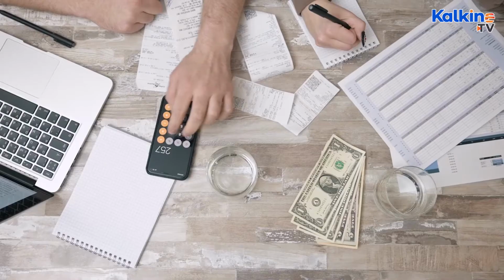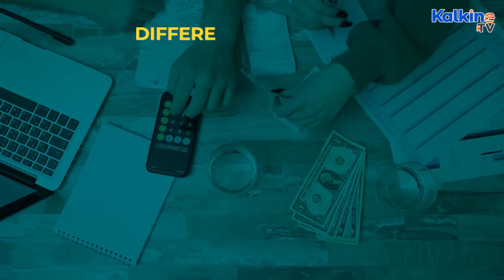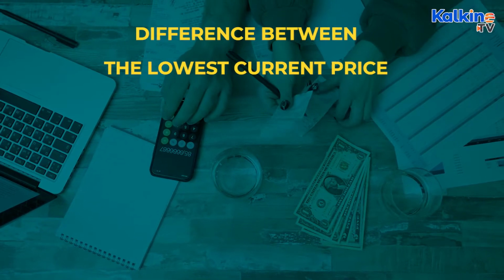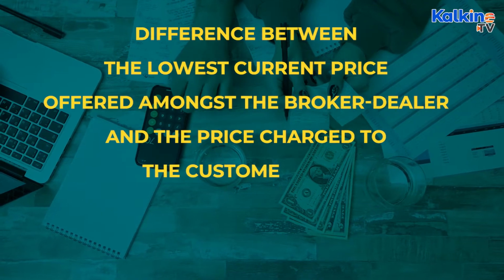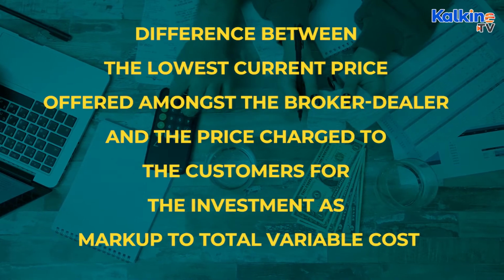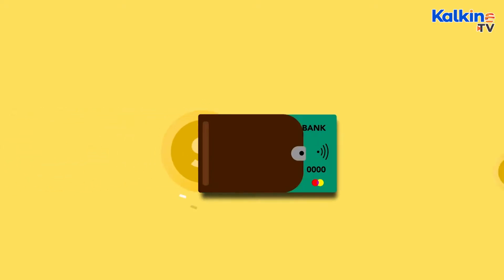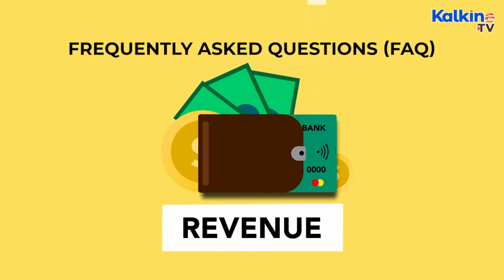Variable cost plus pricing can be defined as a type of pricing method where the selling price is determined by adding the difference between the lowest current price offered amongst the broker-dealer and the price charged to the customers for the investment as markup to total variable cost. And the sole purpose behind variable cost plus pricing is to generate some revenue even after covering all the operating expenses and overheads. Frequently asked questions.